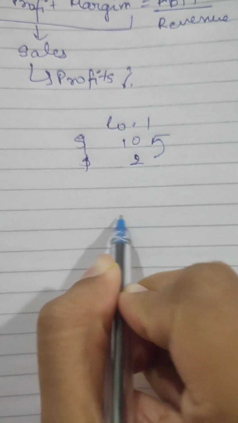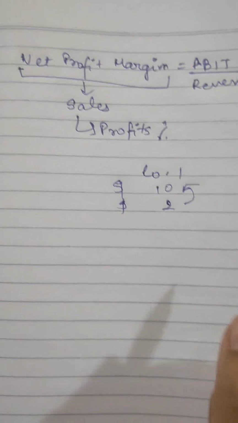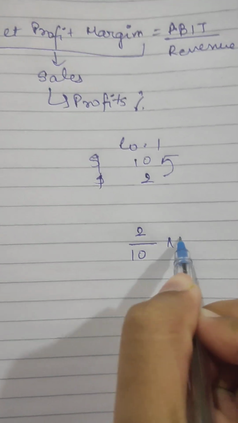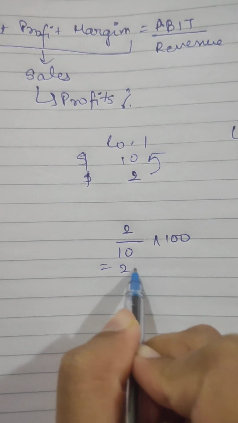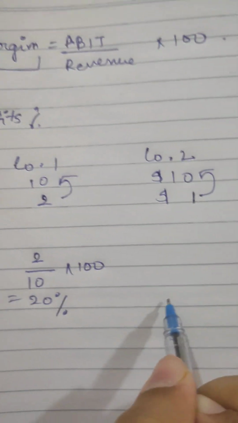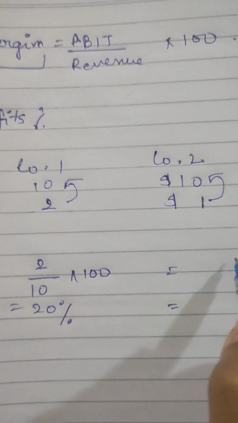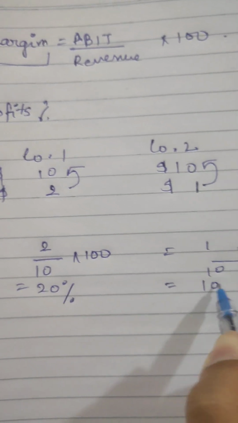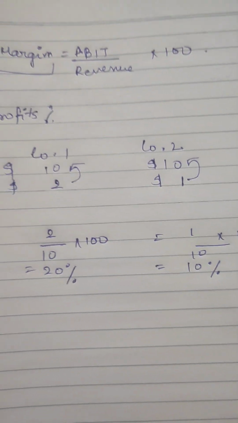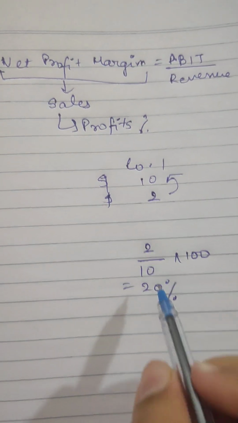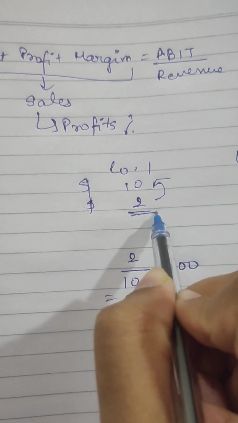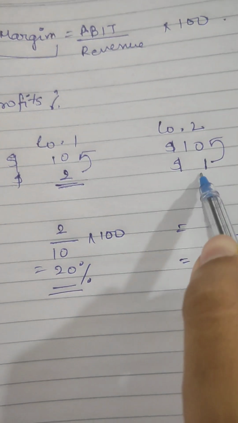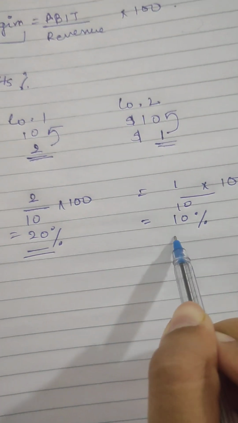Okay, so here if we have to calculate net profit margin, it would be 2 upon 10 into 100, that is equals to 20%. Here if we have to calculate profit, that will be 1 into 100 upon 10, that is equals to 10%. Right. Now here we can see the company which has more profits has more net profit margin, while the company with less profit has less margin.